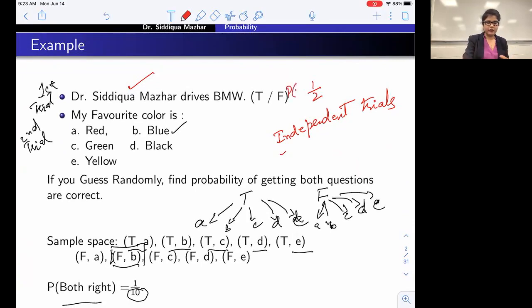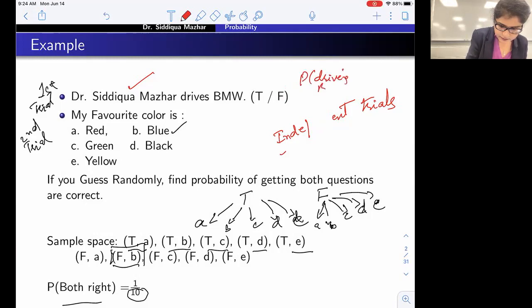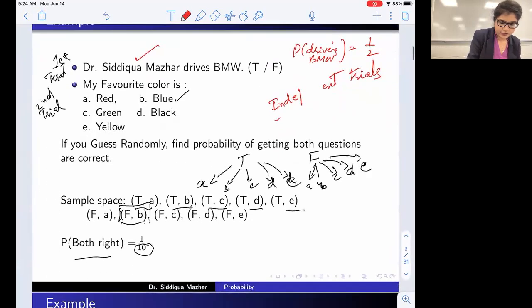So the probability of whether I am driving BMW or not is 1/2. But I'm looking at two separate events. The second experiment was finding the favorite color. And how many choices am I having? 5 choices. So if you are looking at 5 choices, this is how you will write it down. Only one is correct, because my favorite color is blue, and I have 5 different colors. So this is the probability of my favorite color.